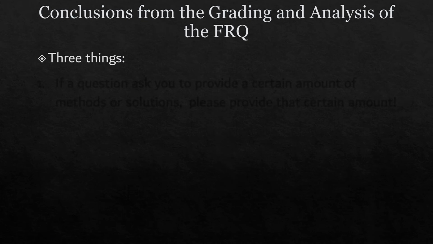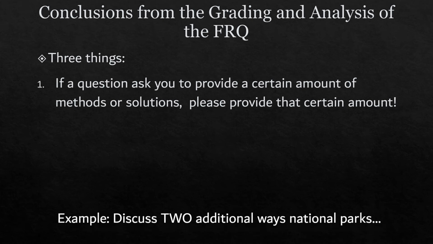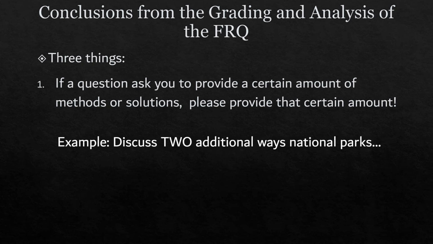3 things that I concluded from grading and analyzing your FRQs. Number 1, if a question asks you to provide a certain amount of methods or solutions, please provide that certain amount. No more, no less. The example in our FRQ asks for 2 ways. Some students provided more than 2. The AP reader will only take the first ones to be fair. So there's no point in wasting time throwing everything on the paper. You won't get points for that. Pick the one you are confident in and write it down.